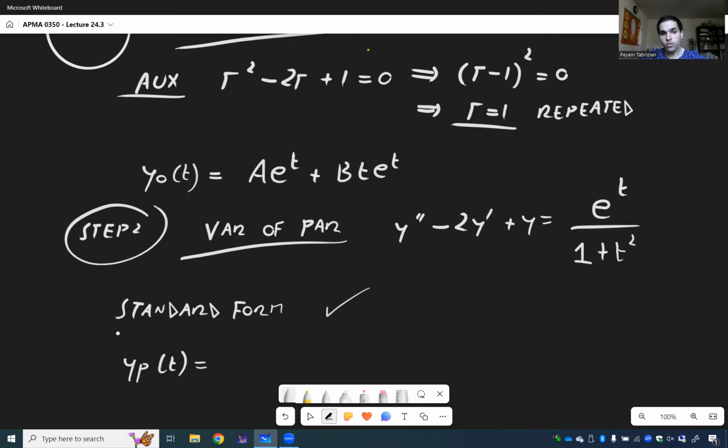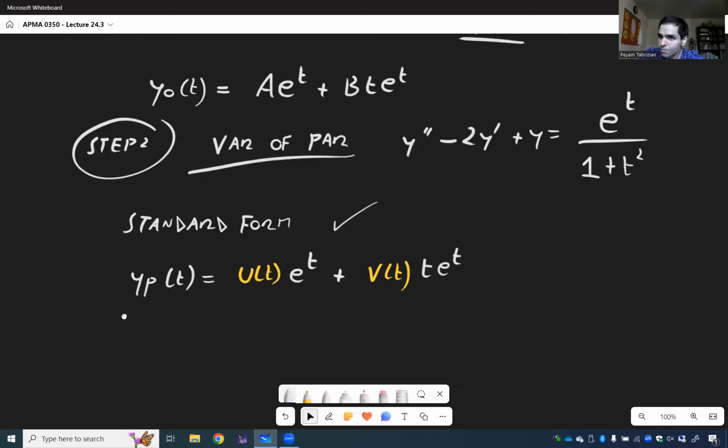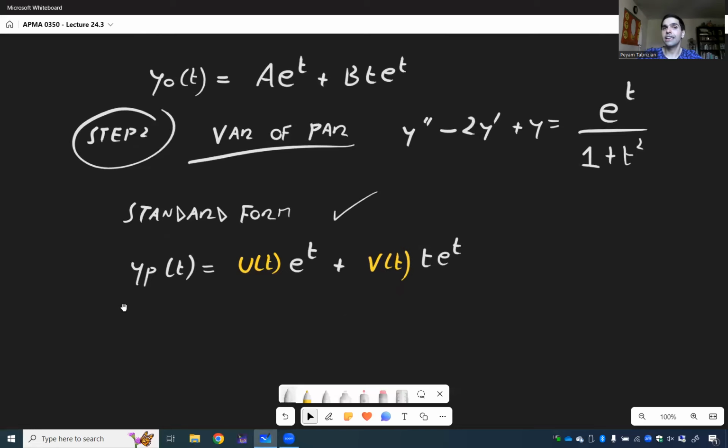And remember, what is var of par? It says, assume y_p is the same thing as the homogeneous solution, but the coefficients are functions now. So u(t) e to the t plus v(t) t e to the t. Again, I would like to remind you once again that in var of par, we do not care about resonance. It takes care of itself. And then use the var of par equations.